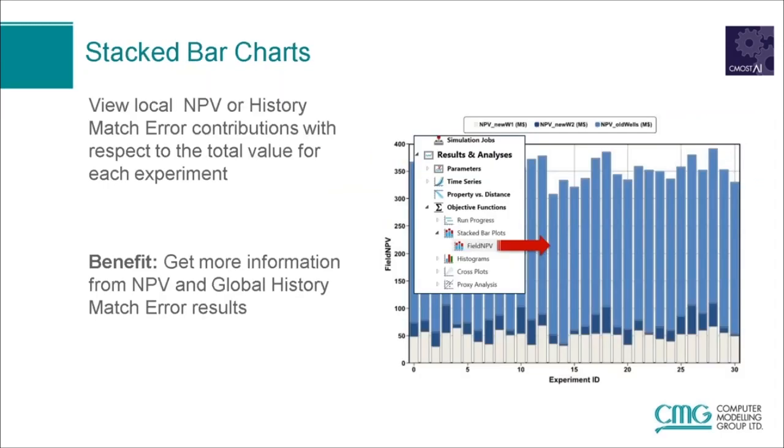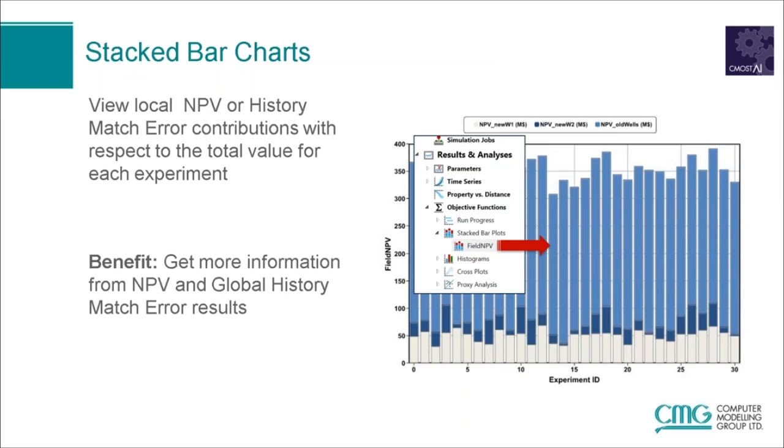And as I mentioned at the beginning of the section, part of CMOST AI's strength lies in its assisted analysis section, where it can present the data from sometimes hundreds of runs into single digestible plots that would otherwise take a lot of time to make or perhaps never get made. So this feature or set of features is built on and expanded for the 2017 release with the addition of something called stacked bar charts, which can show individual terms contributions to a total value if you're looking at field NPV or global history match error.